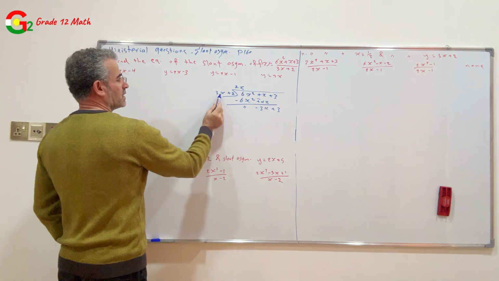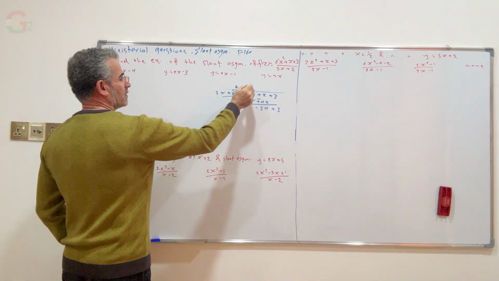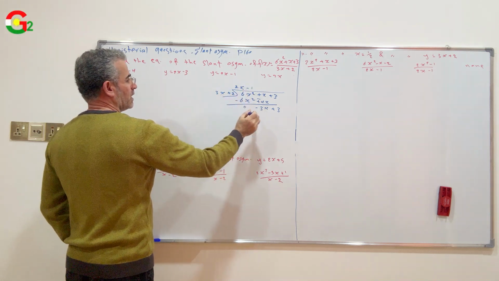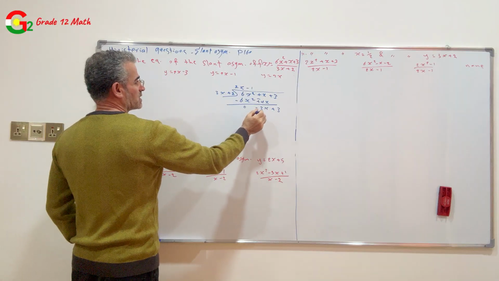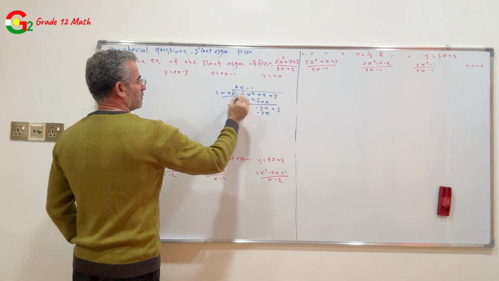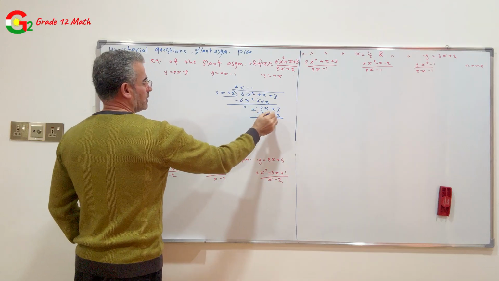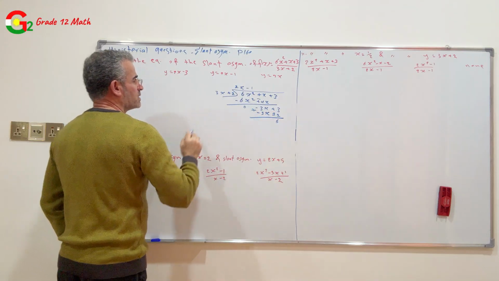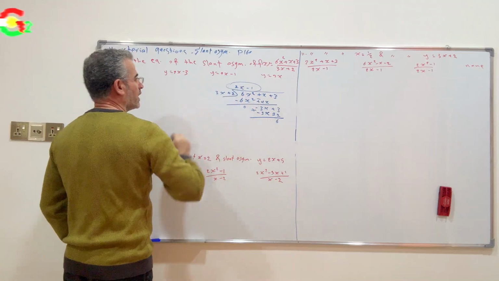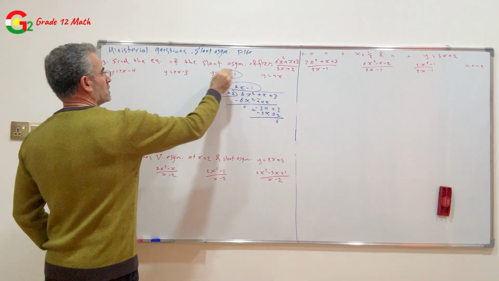Negative 3x divided by 3x, negative 1. Negative 1 times 3x, negative 3x. Negative 1 times 2, negative 2. By subtraction, the remainder will be 5 and the answer is 2x minus 1. Choice C.